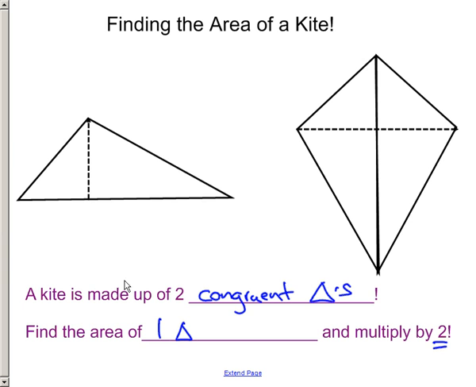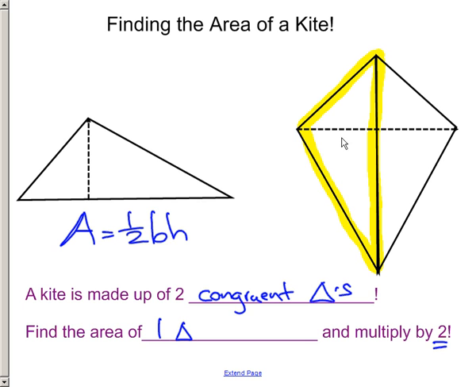So let's review what we know about a triangle. To find the area of a triangle, we are going to take 1/2 times the base times the height. So I need to find two things out about the triangle. First, let's identify where our triangle is. I'm going to highlight this triangle. This is a scalene triangle, so all three sides are different. And this is what I want to find the area of.